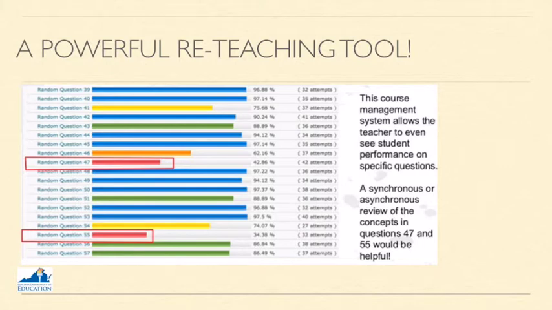We are also able to see student performance on specific questions. For example, at a glance here, we can see that question number 47 and question number 55, those are two that students did not perform particularly well on. As a matter of fact, only about 43% of students scored or answered this one correctly. Only about 34% answered number 55 correctly. So a synchronous or asynchronous review might be a good idea for the concepts covered in one of those questions.